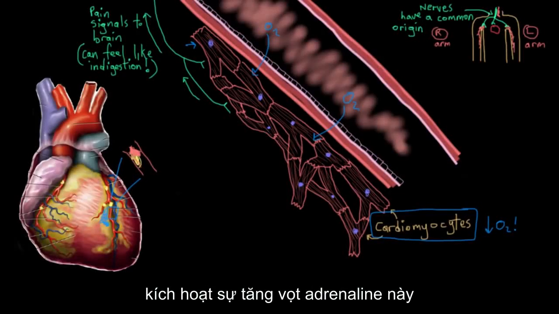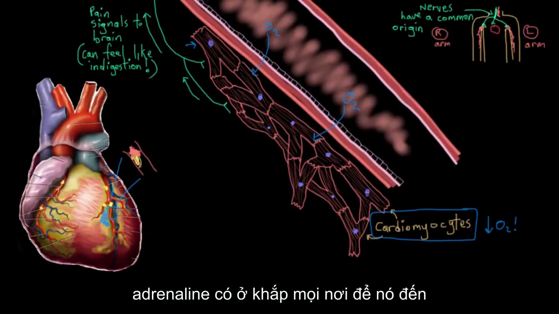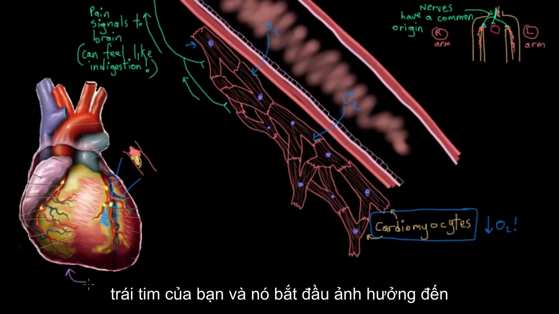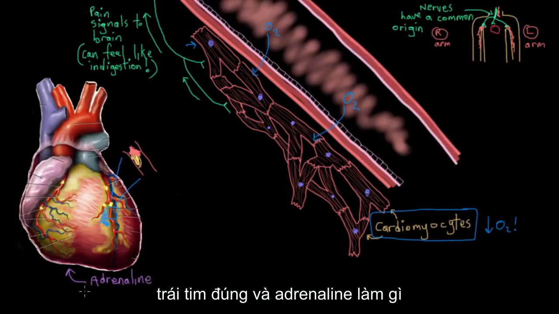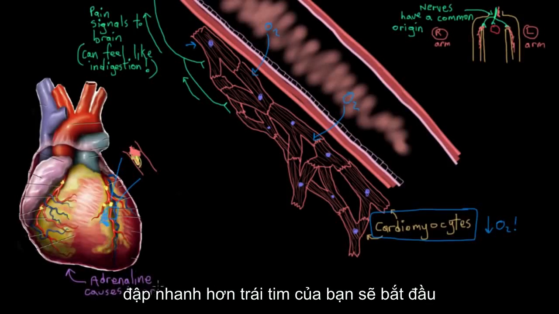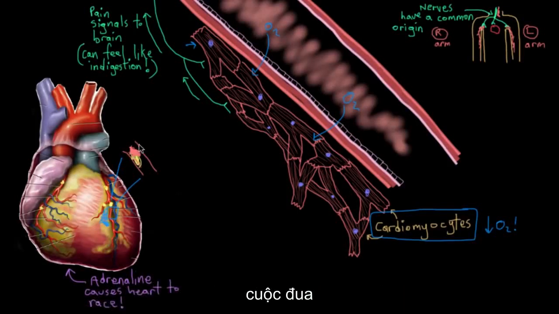So your brain triggers this big surge of adrenaline release into your bloodstream. And the adrenaline gets everywhere. So it gets to your heart and it starts affecting your heart, right? And what does adrenaline do? Adrenaline will start to make your heart beat faster. Your heart will start to race.